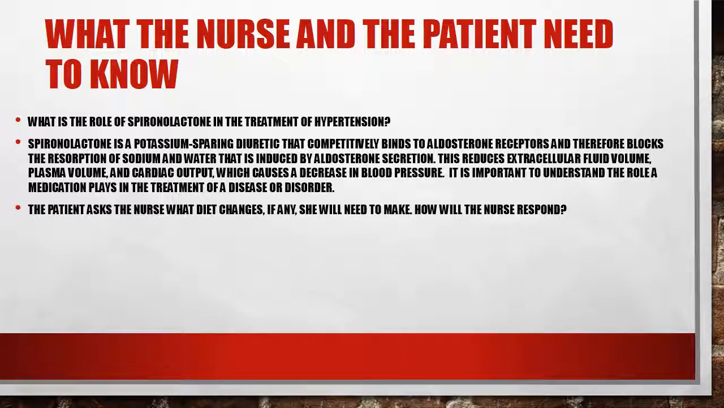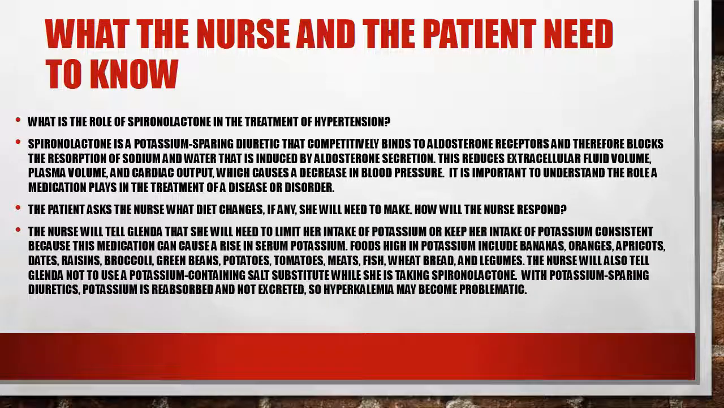The patient asks what diet changes she will need to make. Well, if this one's potassium-sparing, we're going to have to watch potassium. The nurse tells her that she needs to limit her potassium intake. And we're talking about bananas, oranges, apricots, dates, raisins, broccoli, green beans, potatoes, tomatoes, meats, fish, wheat bread, legumes. We're also going to talk about salt substitute.